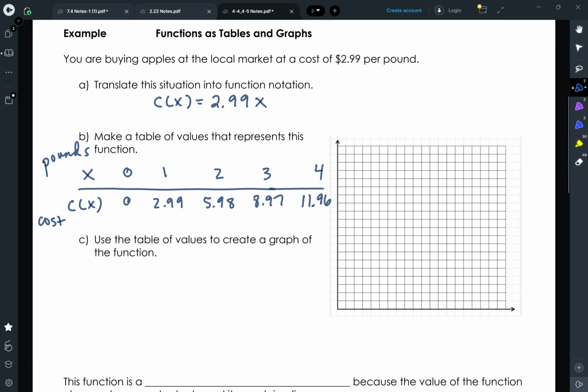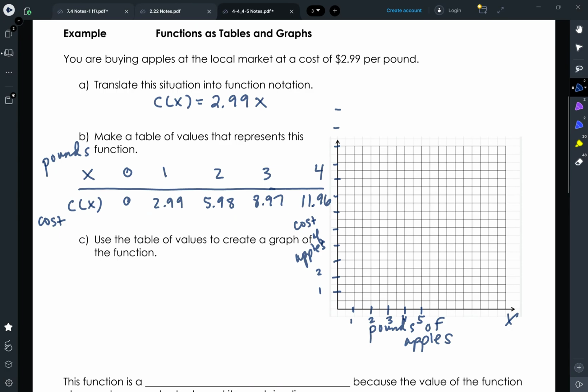Then we want to graph. So I'm going to have my apples as my x-axis, pounds of apples, and this is my cost of apples. And I think there's enough lines to label every 2. And we'll do the same thing for the y-axis. 3, 4, 5, 6, 7, 8, 9, 10, 11, 12.